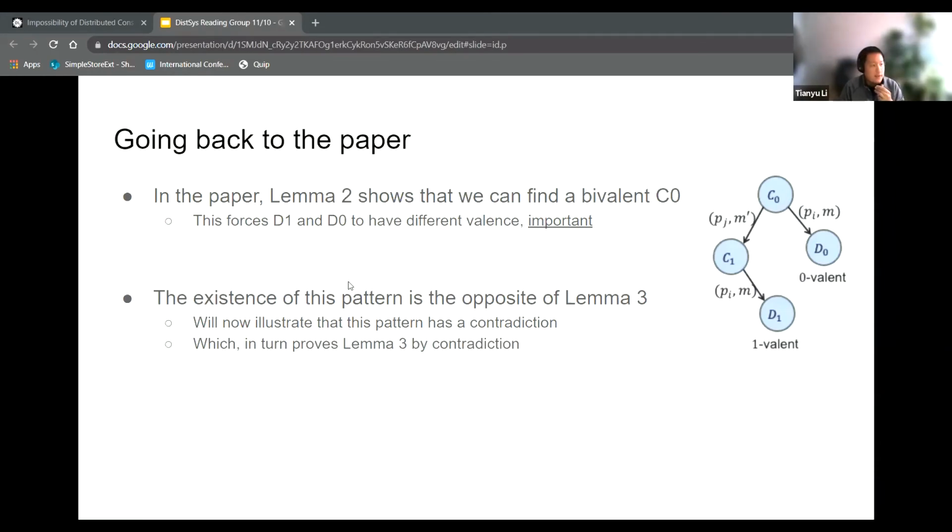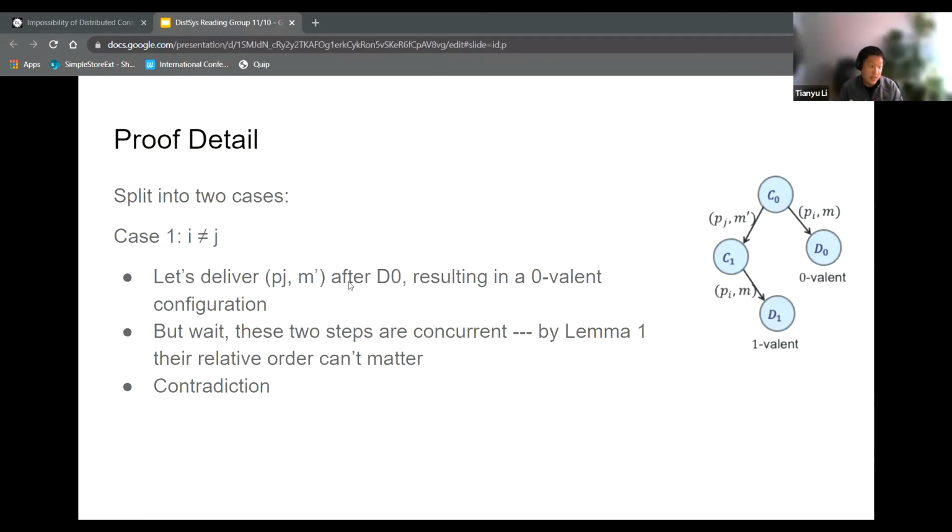Hopefully everybody's on board with that plan, and let's just go into a relatively short proof actually. Split into two cases, right? So one, I and J is not the same processor. Let's try to see why this doesn't make any sense.